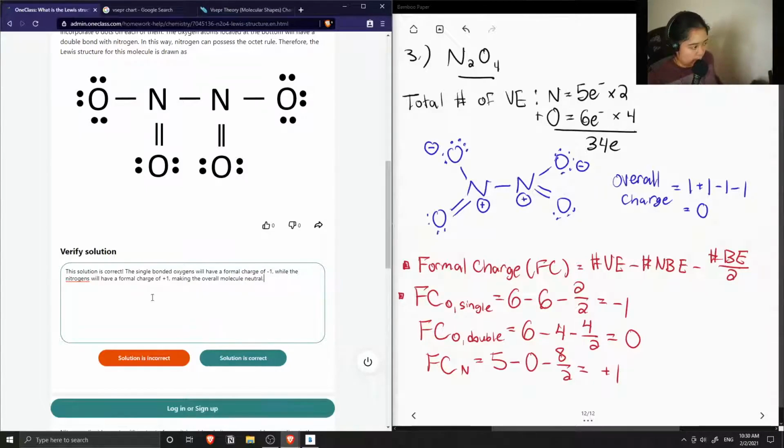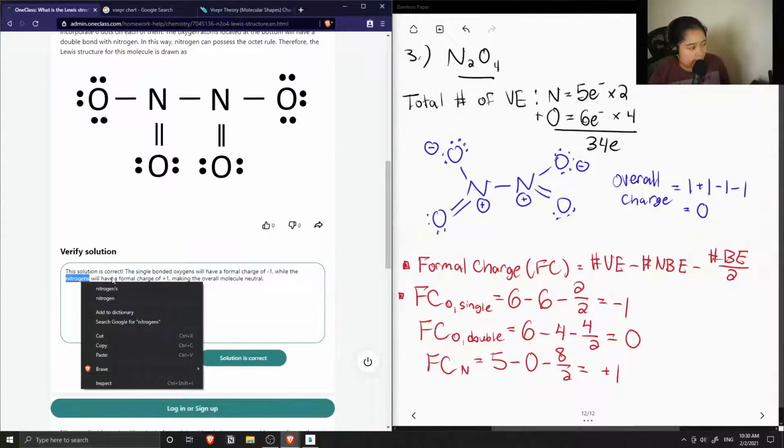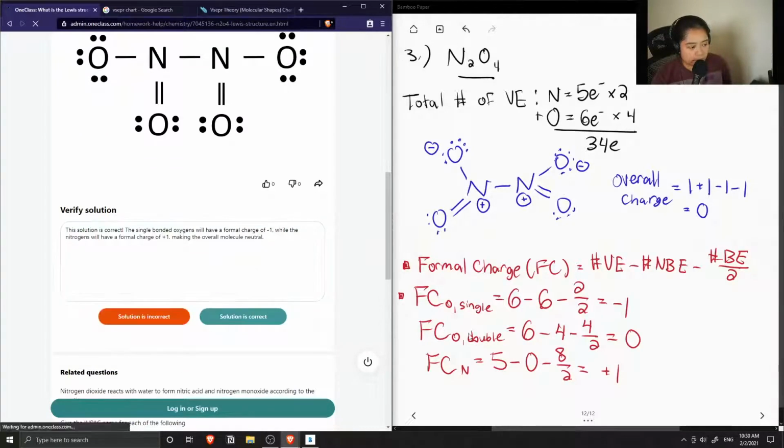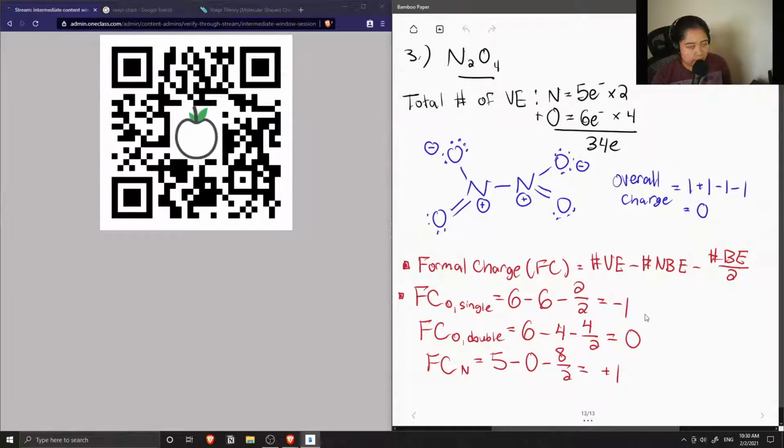Okay, so I also just added that the single bonded oxygens will have a formal charge of -1, while the nitrogens will have a formal charge of +1, making the overall molecule neutral.